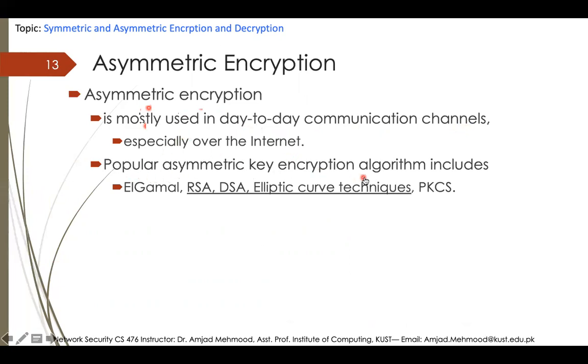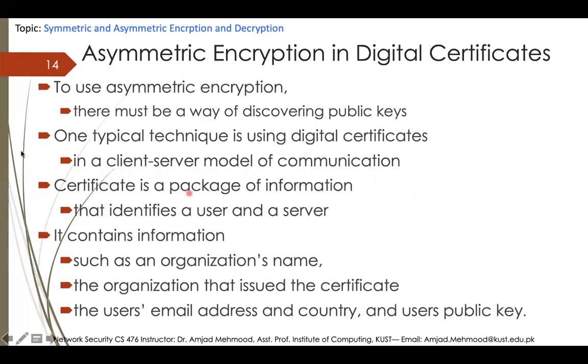Popular asymmetric encryption algorithms include RSA, DSA, elliptic curve technique, and PKI, the public key infrastructure or certificates. So these are the mechanisms which are available for asymmetric encryption. To use asymmetric encryption, there must be a way of discovering the public key. This is very important. One typical technique is the digital certificate in a client-server model. This is very important, how you will be receiving it.